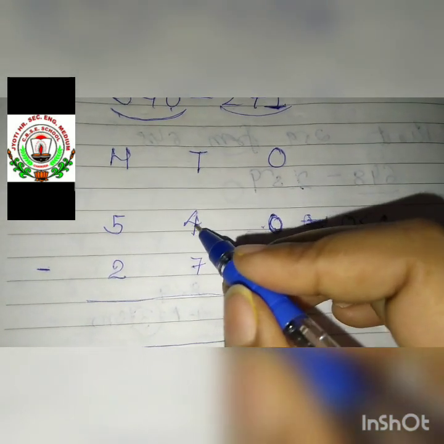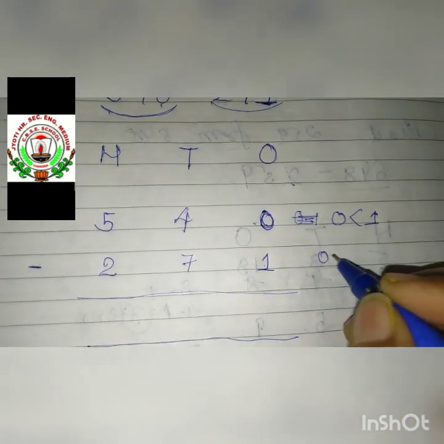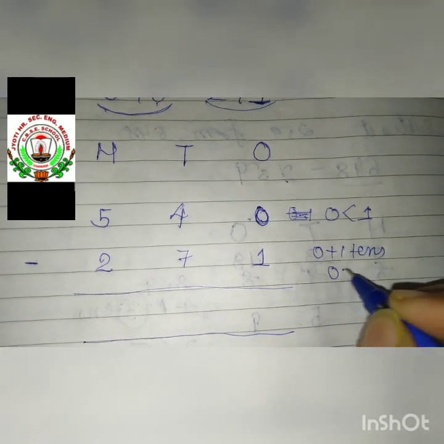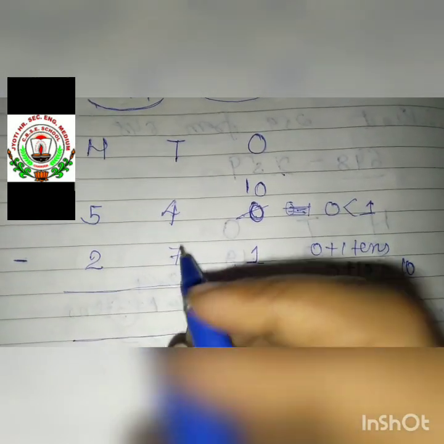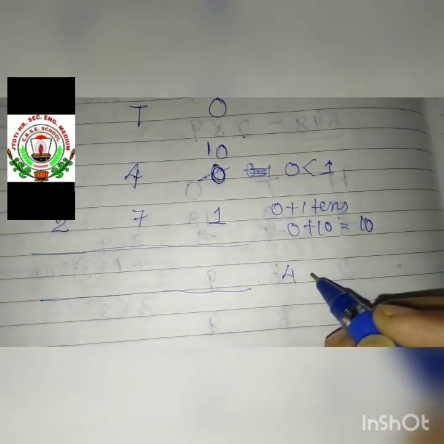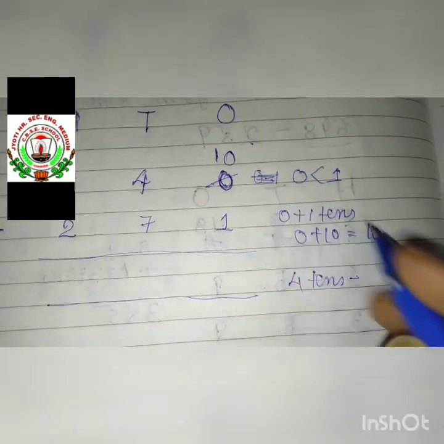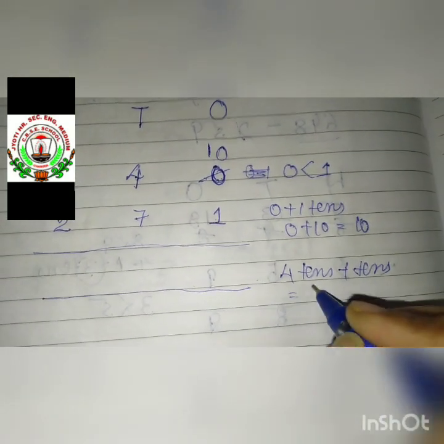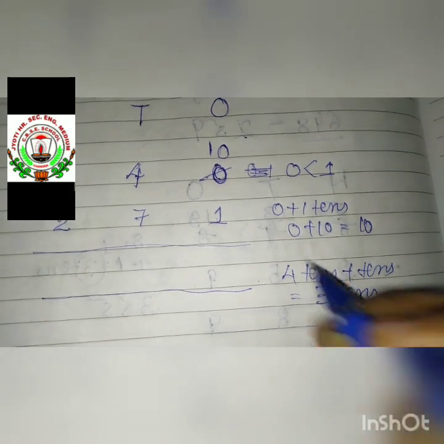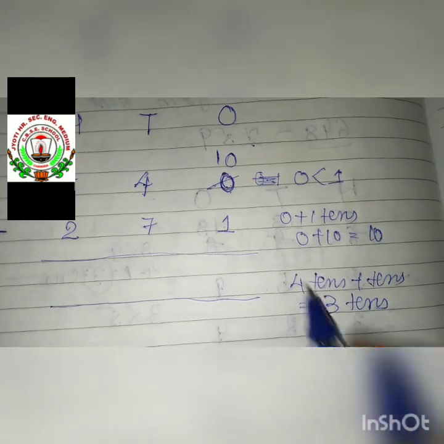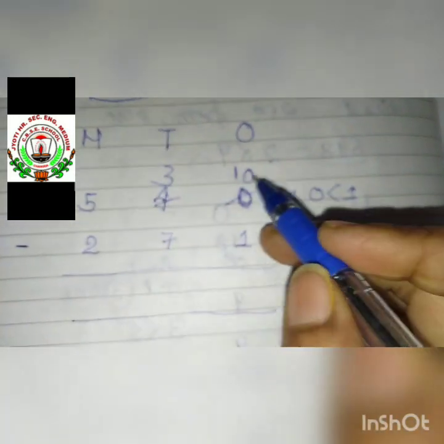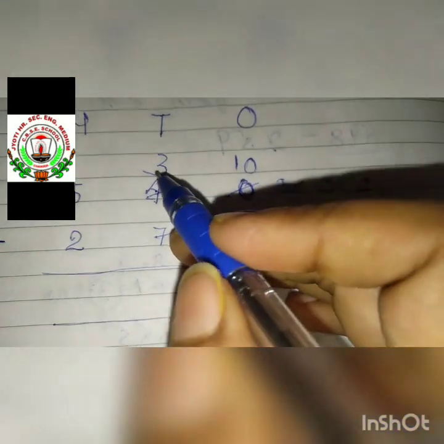So if we borrow 1 ten from here, this 0 will become 10. Okay. It becomes the new number 10. And 4, as it has given 1 ten to the 0, now becomes 3 tens. Okay. Now 10 minus 1, it is possible. 3 minus 7 can be done? No, 3 again is smaller than 7.